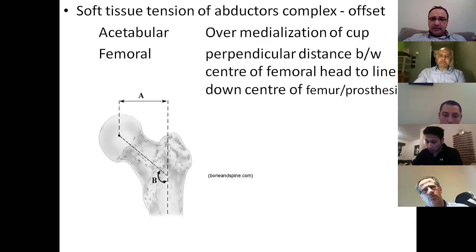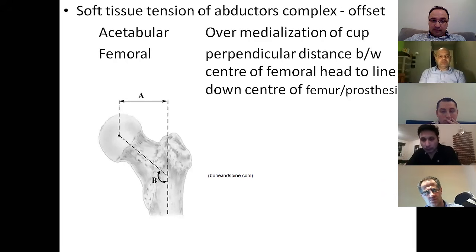The other factor that surgeons have control over is the soft tissue tension of the abductors complex. And that's controlled by controlling the offset. And there are 2 types of offset: acetabular and femoral offset. Most of us talk about femoral, but if you say to the examiner there is also acetabular offset, you are showing them that you fully understand what the hip offset is about.